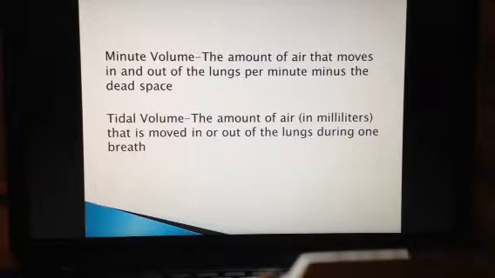Okay, and then here's two other ones that I feel are really important. Minute volume, so that's the amount of air that moves in and out of the lungs per minute minus the dead space. And then tidal volume is the amount of air in milliliters that is moved in or out of the lungs during one breath.